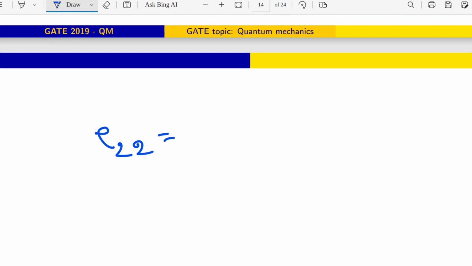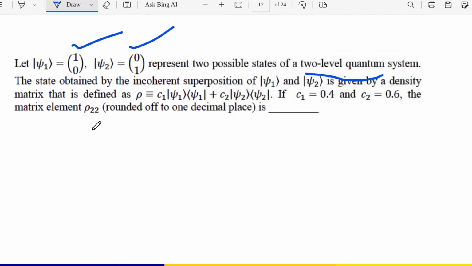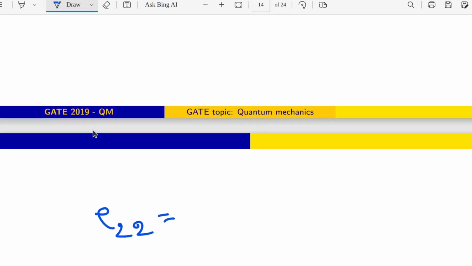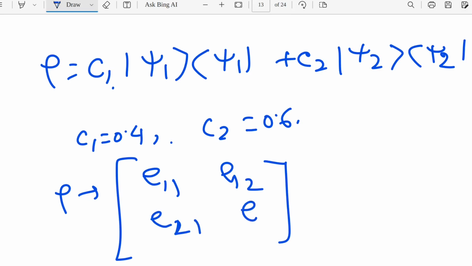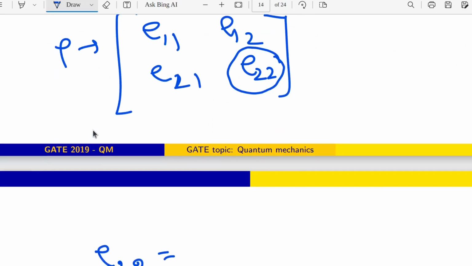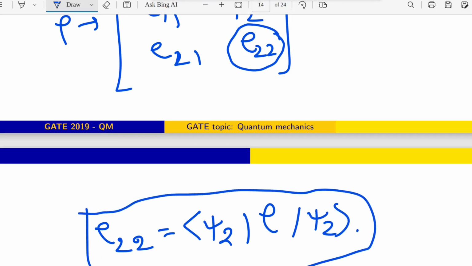Okay, so what is the meaning of rho 22 here? That is the main important thing. If you can understand what the meaning of rho 22 is, I mean what the expression for rho 22 is, then obviously the question is only a 2 minute question. So what is rho 22? Rho 22 means the matrix element. If I write the matrix, let's say our rho is rho 11, rho 12, rho 21, rho 22. So they are asking about this element. This element is nothing but psi 2 rho psi 2. This is the expression for rho 22.